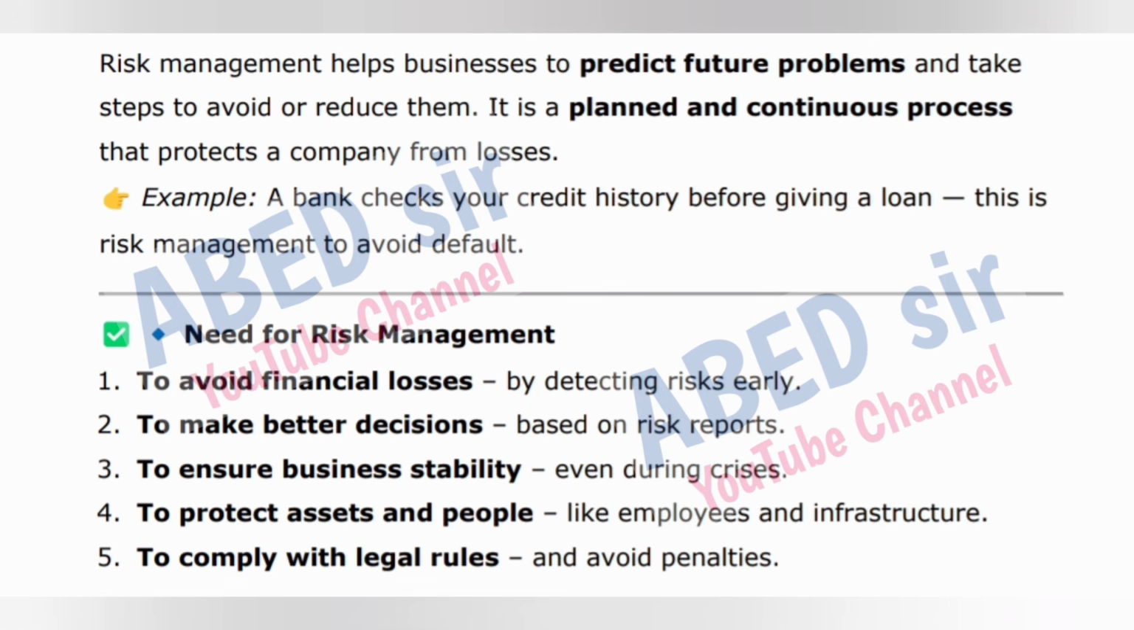Example: a bank checks your credit history before giving a loan. This is risk management to avoid default. Need for risk management. 1. To avoid financial losses by detecting risks early. 2. To make better decisions based on risk reports. 3. To ensure business stability even during crisis. 4. To protect assets and people like employees and infrastructure. 5. To comply with legal rules and avoid penalties.